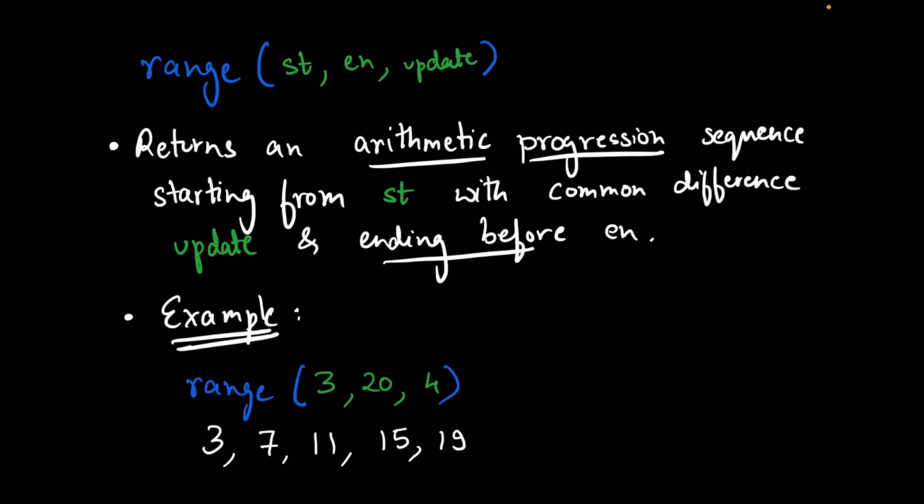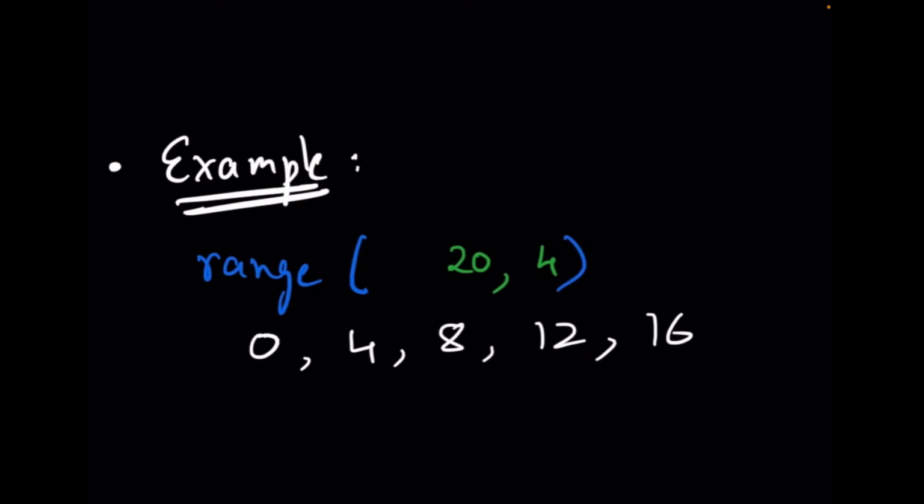Now, en is a required input variable for the range function. So you always have to give a value for en, okay? But st and update have default values. So let's say that you write something like range(20, 4). 20 is now going to be en and 4 is going to be update, okay? And the value for st is going to be the default value, which is 0. So the sequence that we'll get will start from 0, then we'll get 4 by adding 4 to it, then we'll get 8, 12 and 16, okay? And then we won't get 20 in the sequence because the sequence has to end before en. So it has to end before 20. That means it can't end at 20. So the sequence will end at 16.